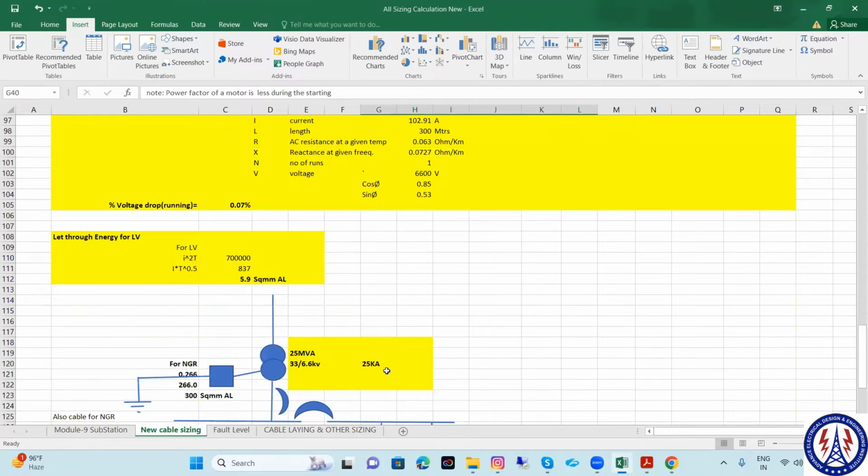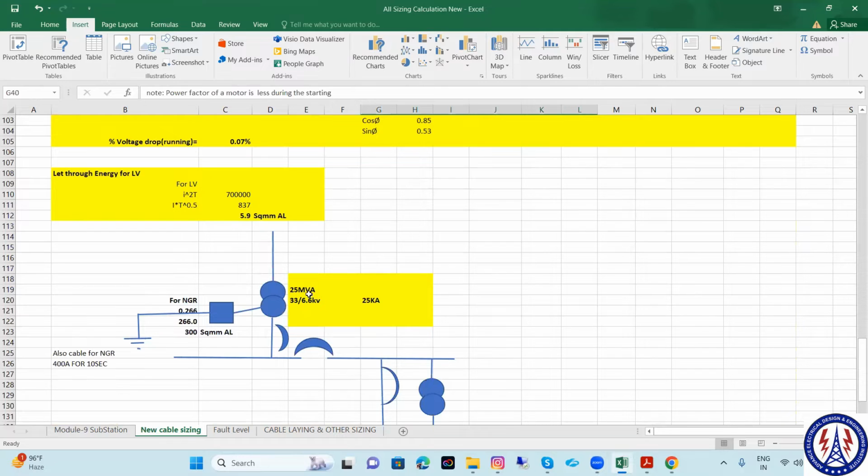I am just giving you one exercise. This is a 25 MVA transformer. The primary voltage is 33 kV, secondary 6.6 kV, and the fault table is this. You have to size the cable for the primary as well as the secondary of the transformer.